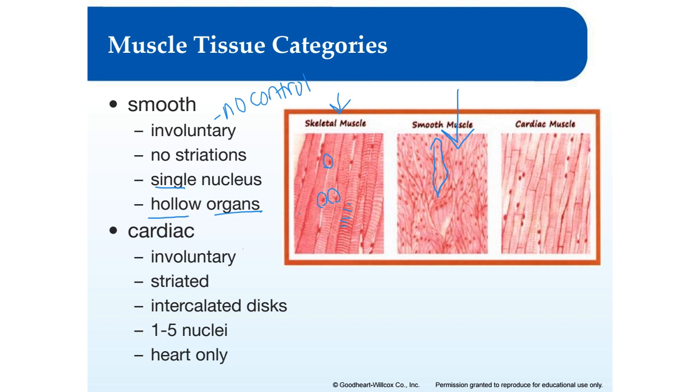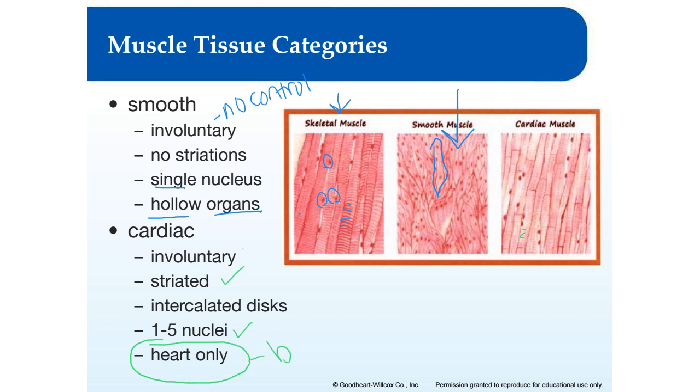Okay, so our cardiac muscle is going to be kind of a mix of the two. It's also involuntary, so we have no control over that cardiac muscle, but it is striated. It's going to have the stripes just like the skeletal muscle has. It has 1 to 5 nuclei. So like smooth muscle, it could have one. Like skeletal muscle, it could have more than one. You're going to find cardiac muscle in the heart only.